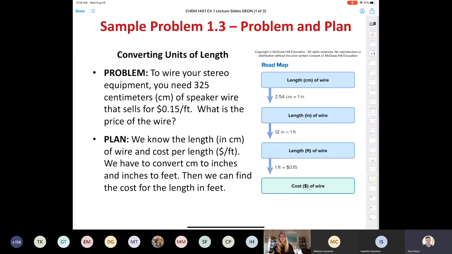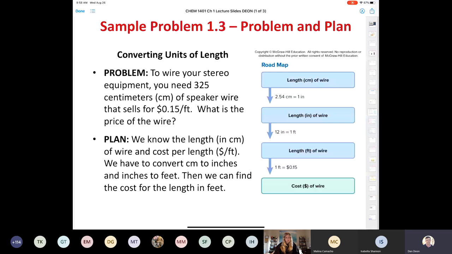All right. So it says here, to wire your stereo equipment, you need 325 centimeters of speaker wire that sells for 15 cents per foot. What is the price of the wire? Well, here, the author of our textbook has devised a plan that we can follow to solve this problem. She says, we're starting out with the length of wire in centimeters, and we want to get the price, and we're given the price per foot.